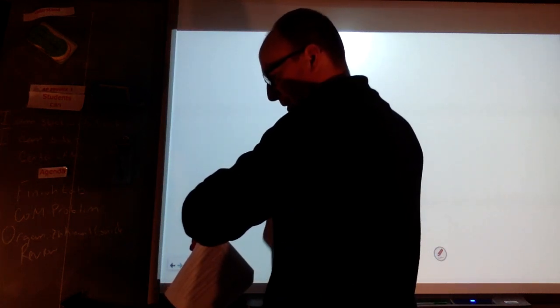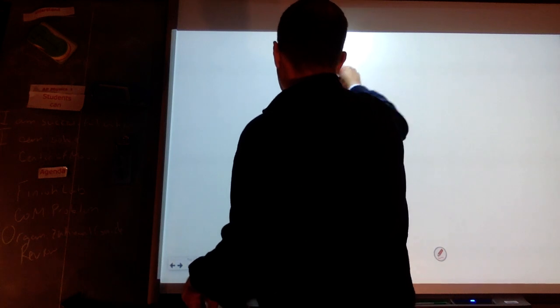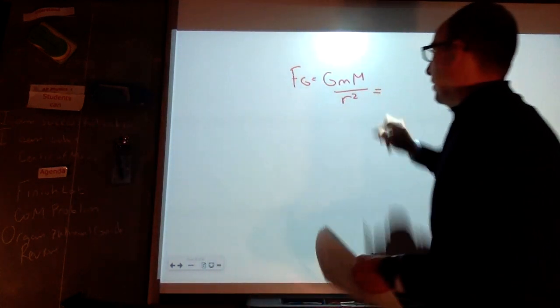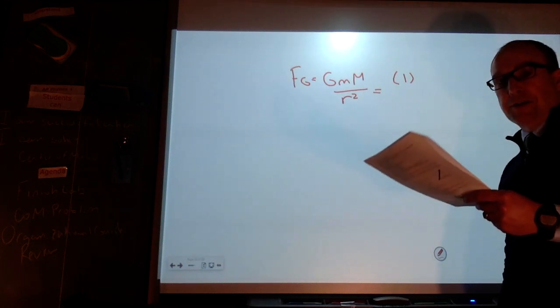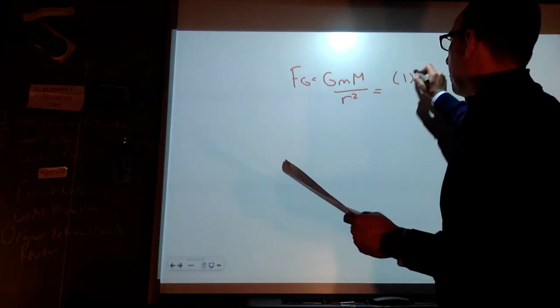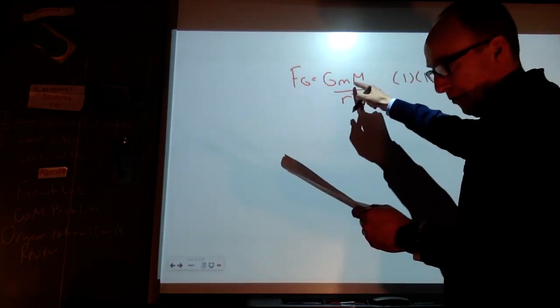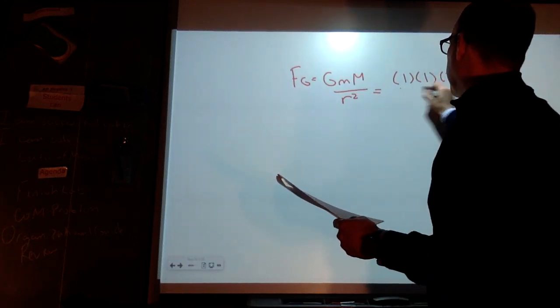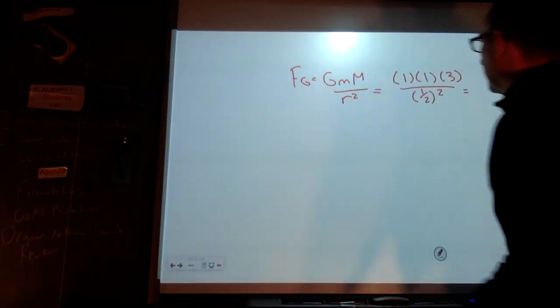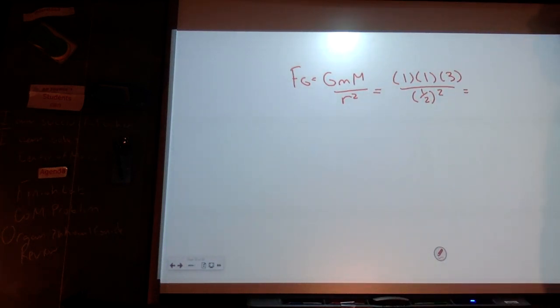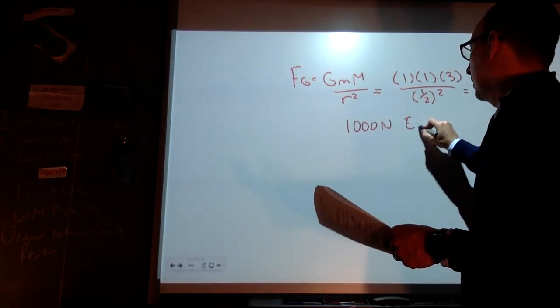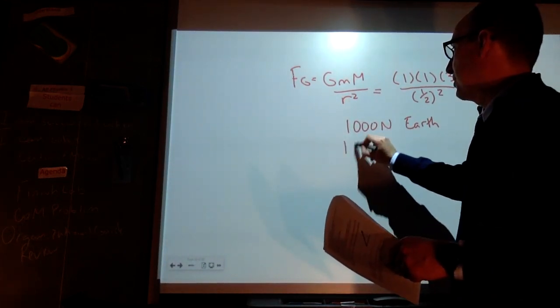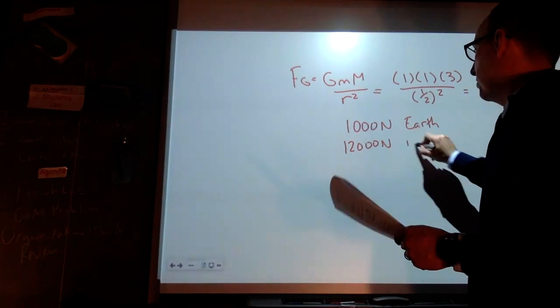So the formula for this is G M m over r squared. My universal constant's not going to change, so I'm going to put in a 1 for that. His mass isn't going to change, but we're saying that the mass of Earth is going from 1 to 3, and the radius is going from 1 to 1/2. So I'm going to have 3 divided by (1/2) squared, and that's going to give me a factor of 12. So if he weighed 1,000 newtons on Earth, his new weight would increase by 12 times. So he's going to be 12,000 newtons on the new planet.